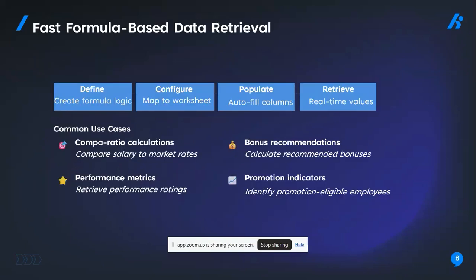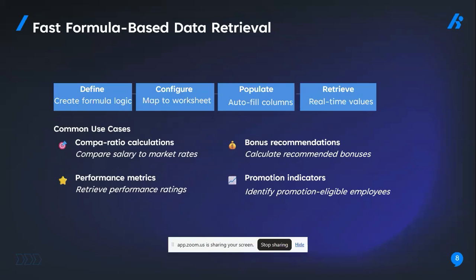Fast formula based data retrieval. This is one of my favorite features because it is a game changer for automation and accuracy. Let me explain how fast formula works in the context of the compensation worksheet. First, define: you define the business rules in the fast formula. Then configure: you associate the fast formula with the worksheet column. Third, when the compensation worksheet is open, Oracle automatically runs the fast formula.